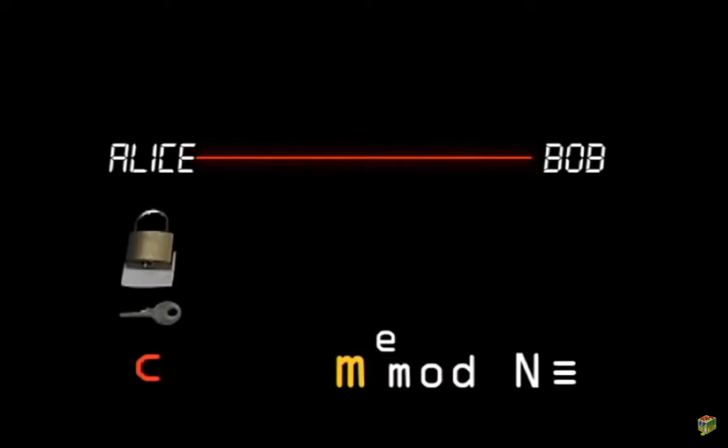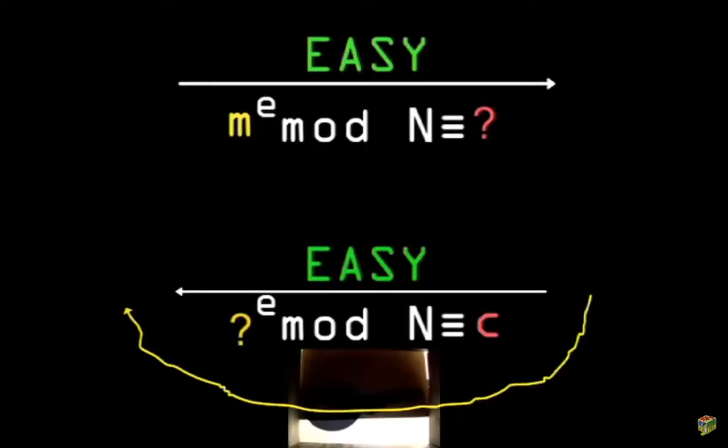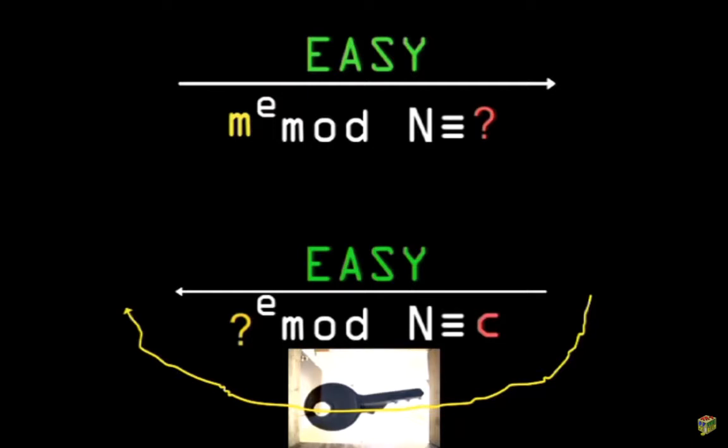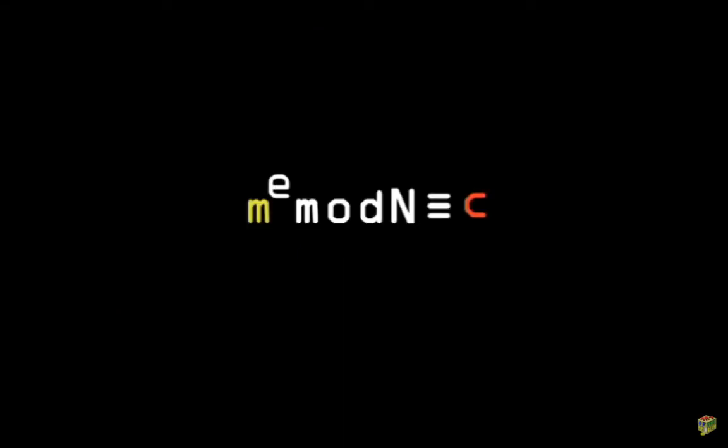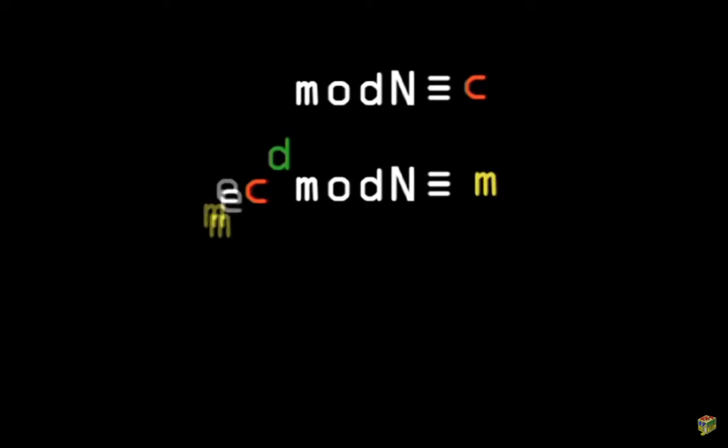Now, what about the key? The key is the trapdoor, some piece of information that makes it easy to reverse the encryption. We need to raise c to some other exponent, say d, which will undo the initial operation applied to m and return the original message m.